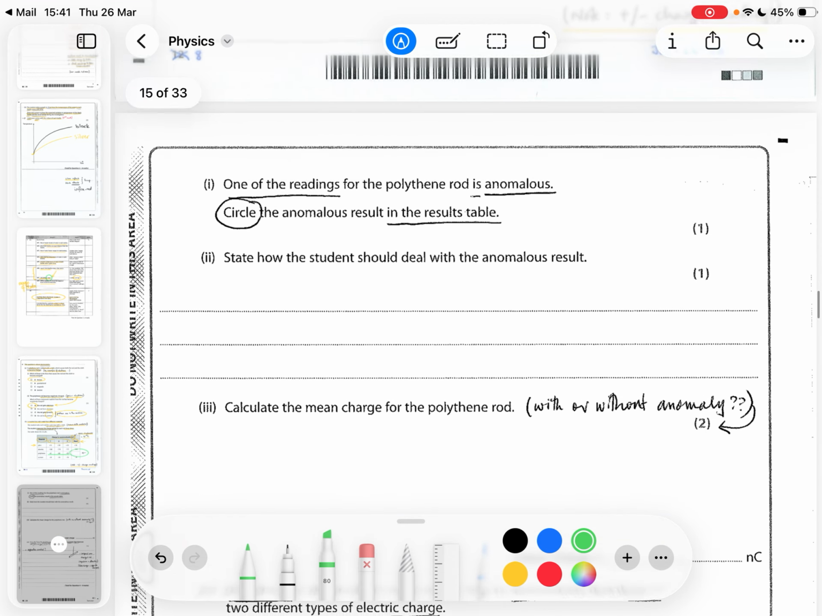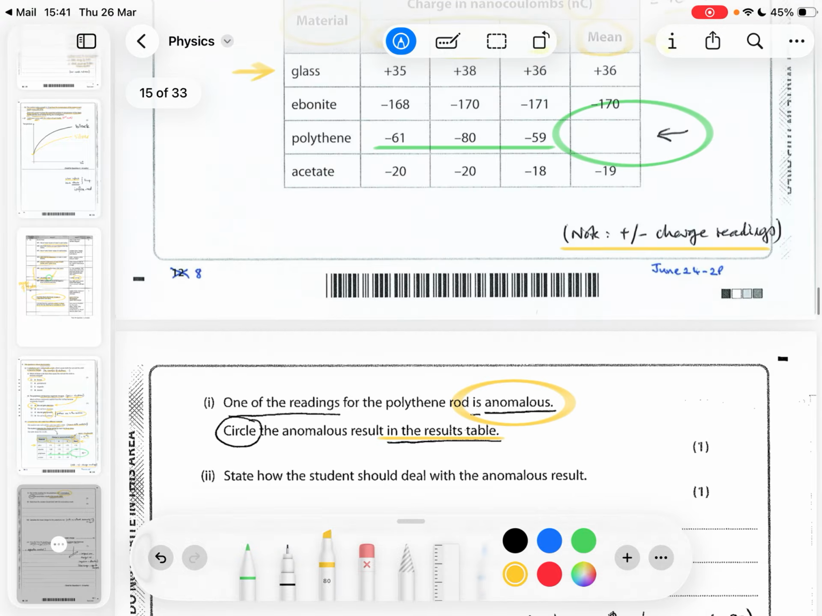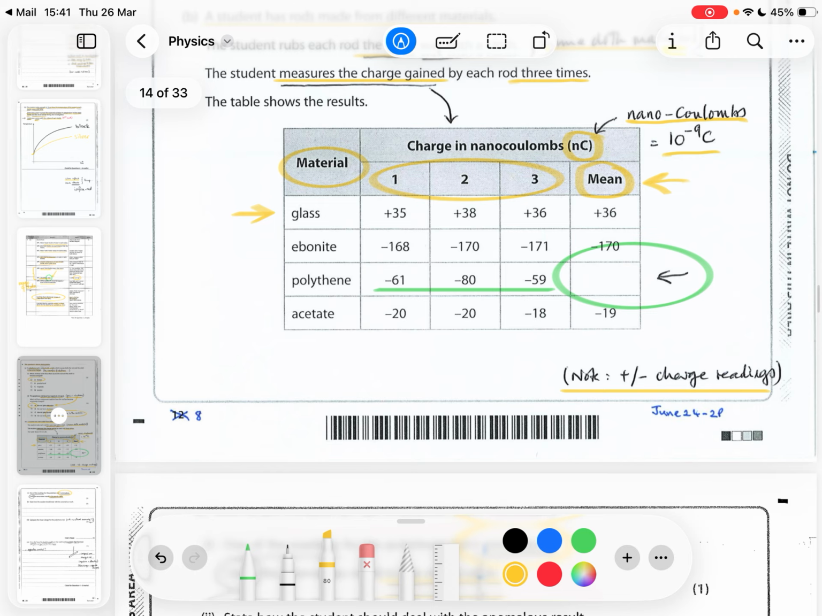Okay? One of the readings for the polythene is anomalous. So they want you to look at the readings for the polythene and circle the anomalous one in the results table. So polythene, which one is anomalous? So 61 and 59 are close together. There's the anomalous one. Okay?